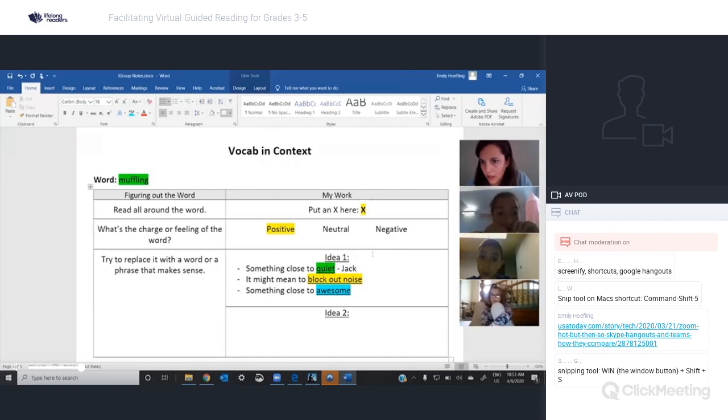Just quiet? Jack, stop talking to you. Jack, can you? I said, you don't have to pick just one. Do you want to pick just one or any others that make sense? That's the one. Yeah, okay, cool. Cecilia, which ones do you think make the most sense? Blockout noise. Blockout noise. Okay.